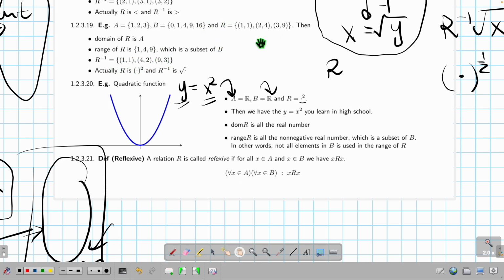What's the inverse? You just flip, done. So what is this R actually? This R actually is square, and the inverse is square root, which is this figure.